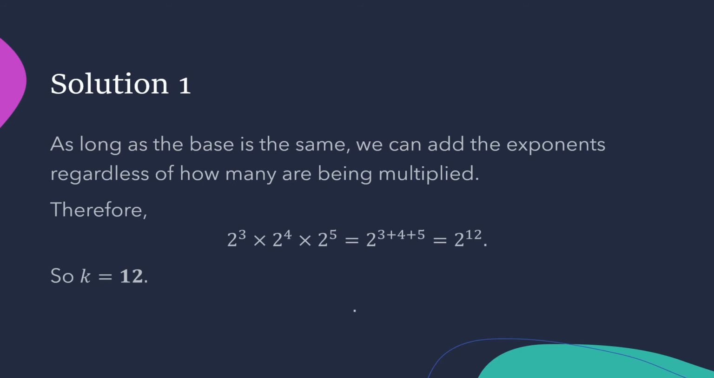For the first problem, we can still add the exponents even though there are 3 being multiplied. As long as the base is the same, we can always add the exponents. So therefore the answer is just 2 to the 3 plus 4 plus 5, or 2 to the 12th power, so k is equal to 12.